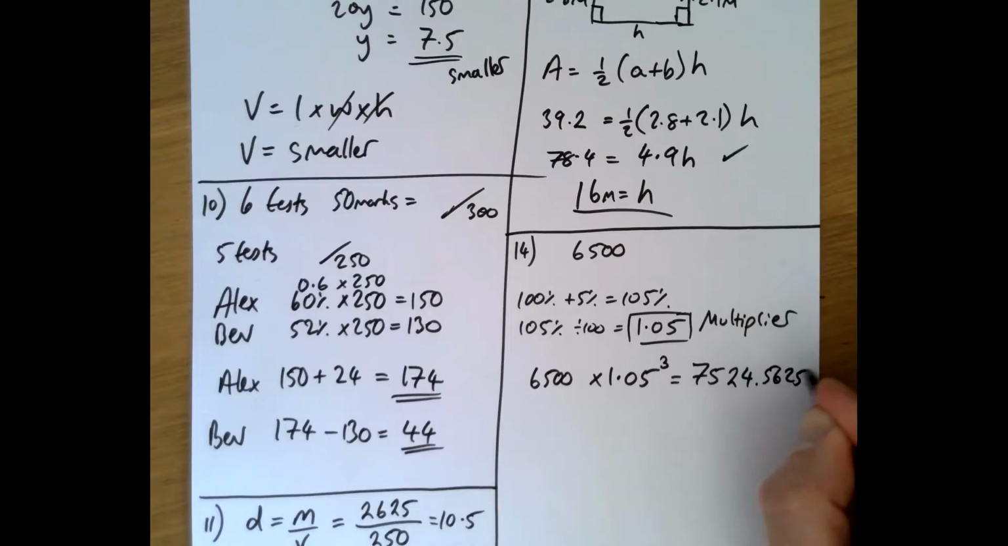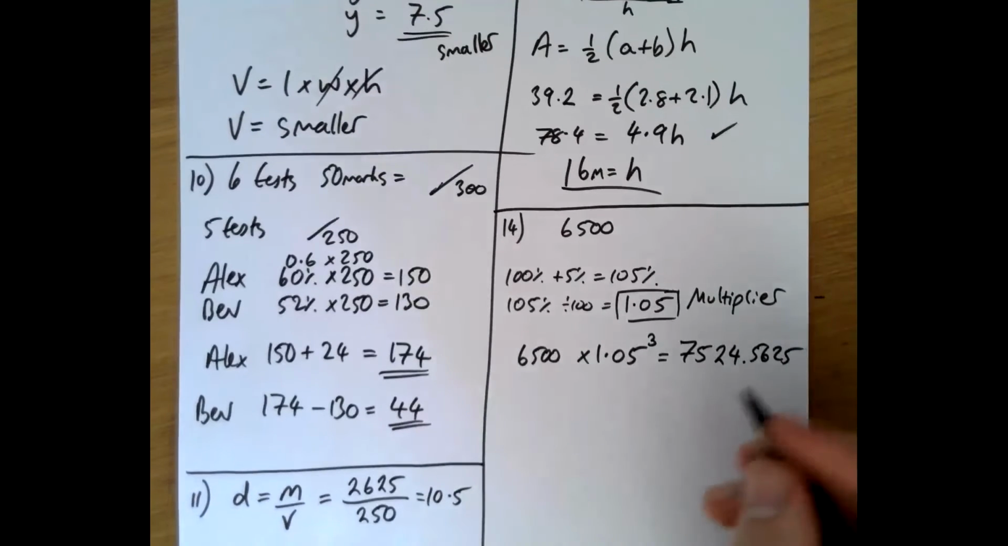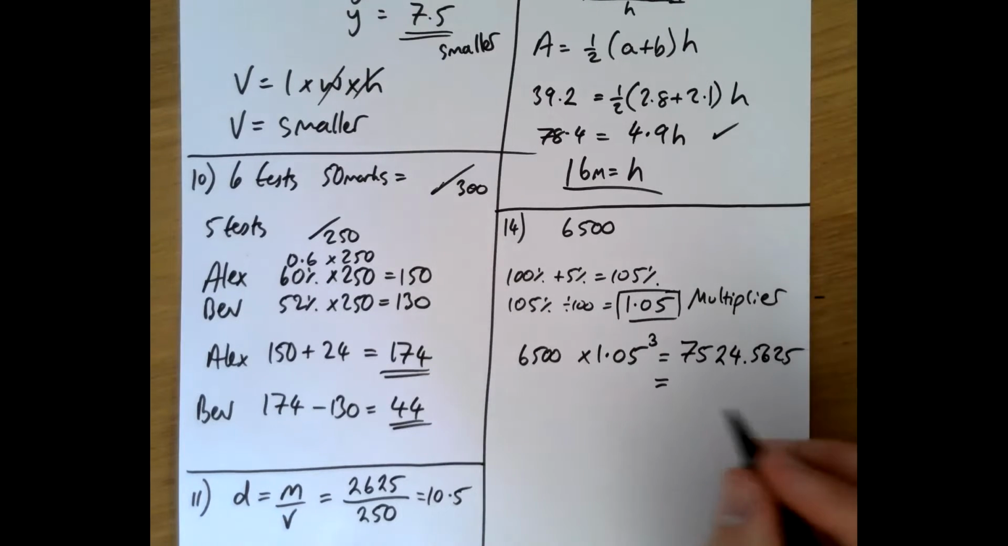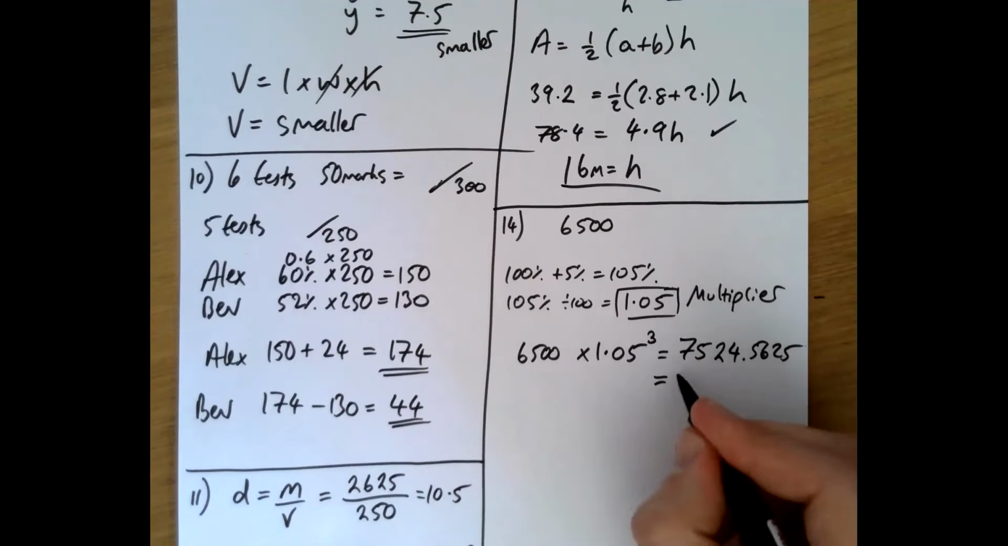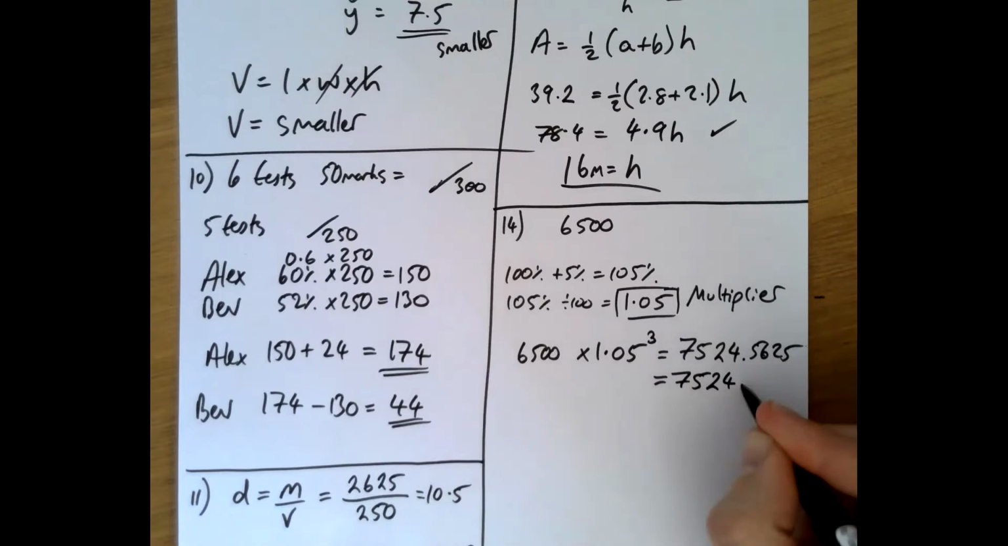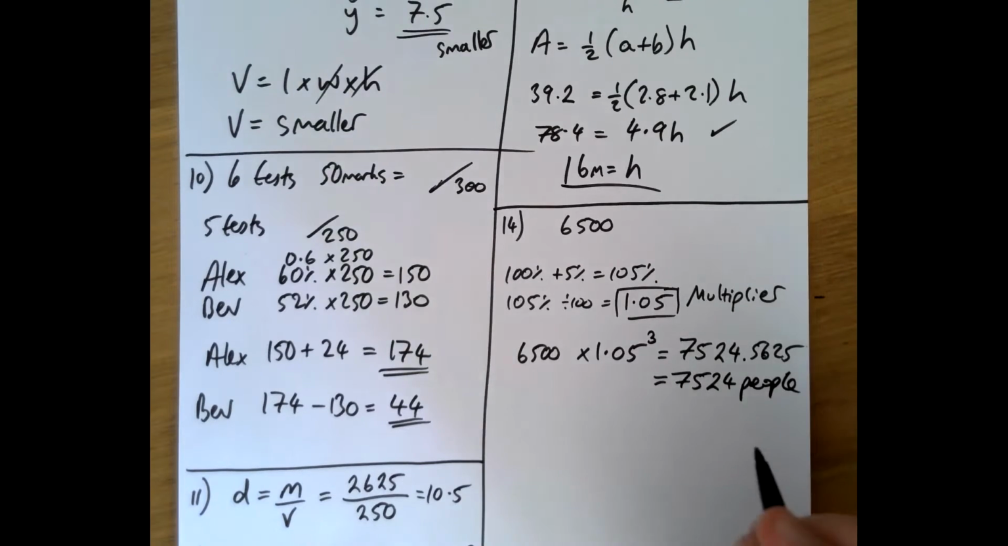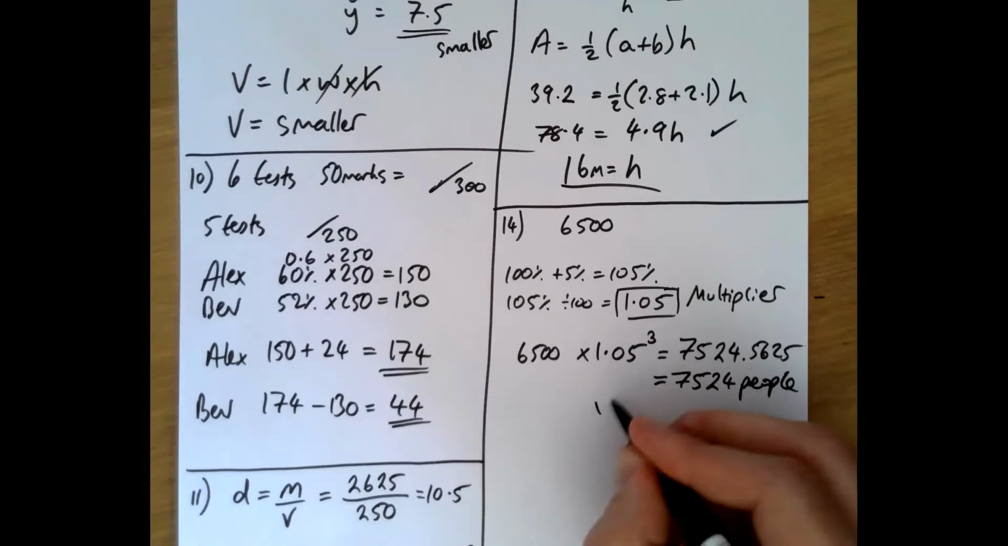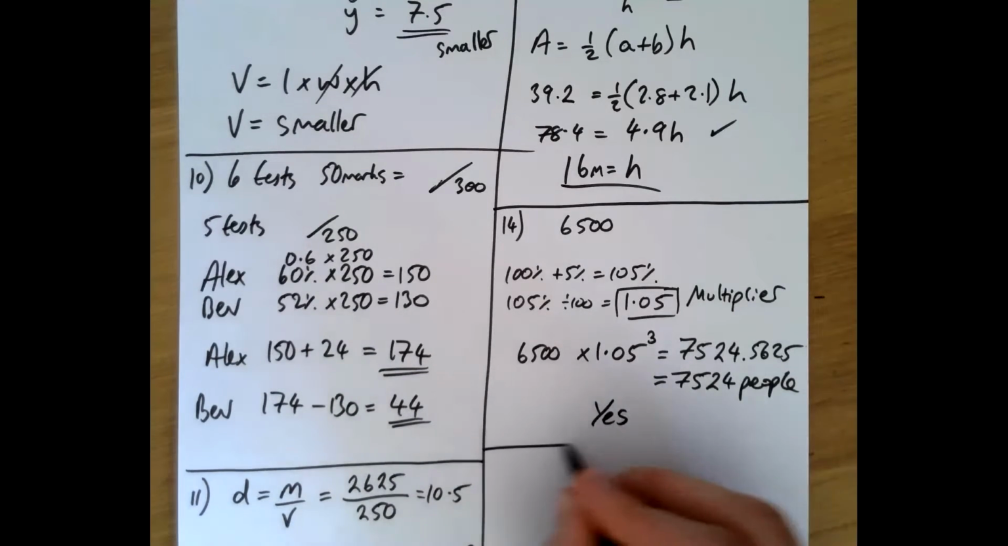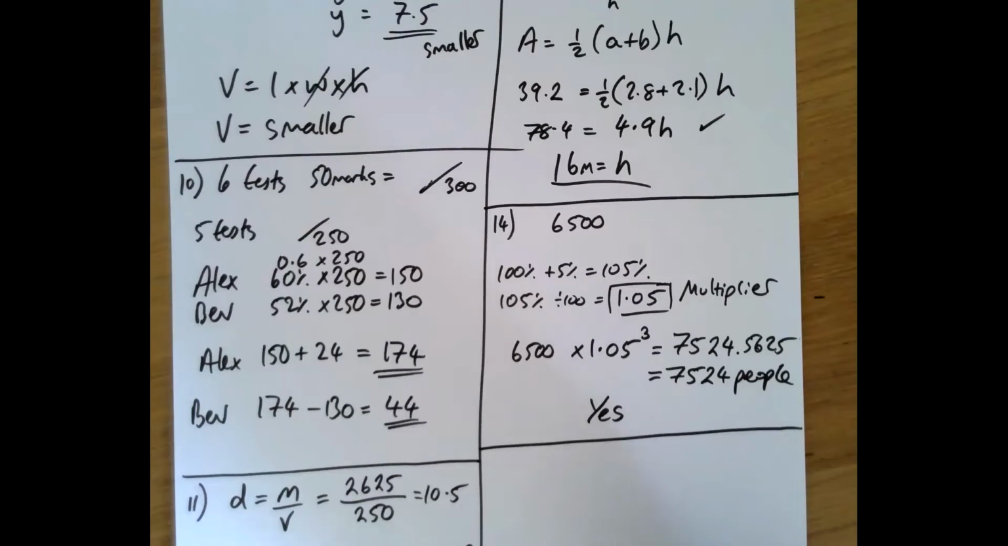7524.5625. Obviously, that's stupid because it's people we're talking about. So you can't have 0.5 of a person or 0.5625 of a person. So this one is going to be 7,524 people. Have we answered the question? No. The question is, does this predict there will be more than 7,500 runners in 2023? So we must answer it. Yes, it does.